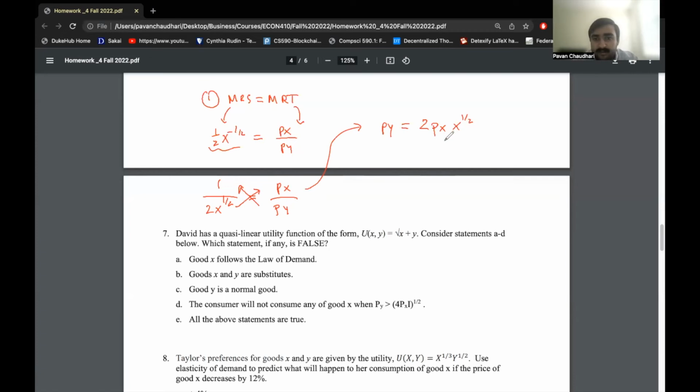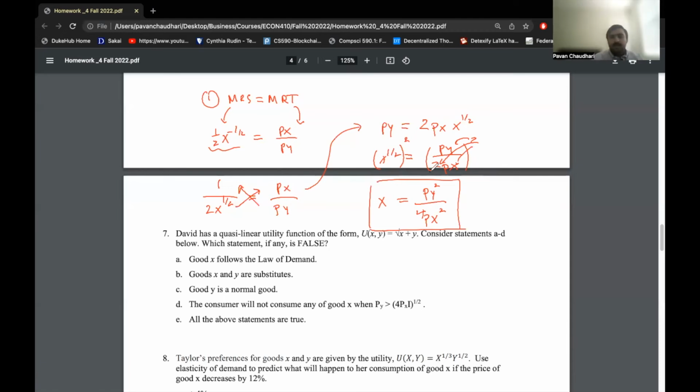And we'll want to solve for x. So what we're going to do is divide 2px on both sides. So we get x to the 1/2 equals py over 2px. And then we can square both sides to get rid of the 1/2 exponent, right? Anytime you have an exponent, do the reciprocal. In this case, it's 2. And you could leave it like this, or you could distribute, which is what I'm going to do. So you get py squared over 4px squared.